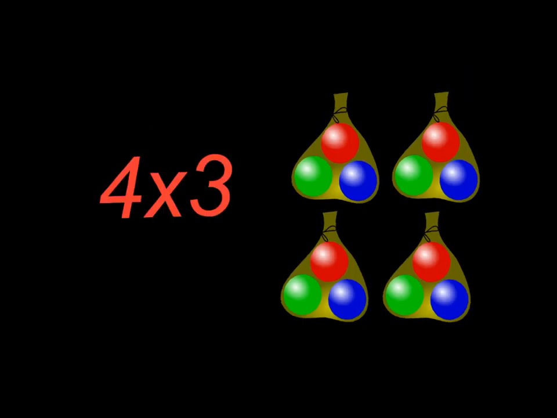This photo represents 4 times 3. That is because there are 4 groups of 3 circles in them. That is how we know that the equation for this photo is 4 times 3.